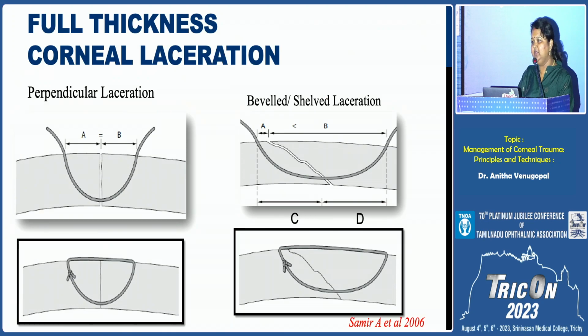So how to assess whether the tear is correctly closed or not? For a perpendicular laceration and for an oblique laceration. For a perpendicular laceration, the correct closure is measured from the anterior aspect. That is, A and B are the distance from the wound to the entry and the wound to the exit. The same thing for the oblique laceration, it has to be measured from the posterior aspect, that is C and D, from the wound to the entry and the wound to the exit. So this should be equidistant.